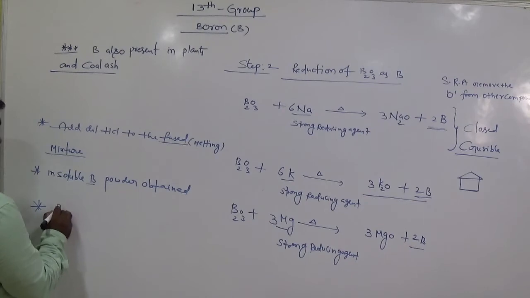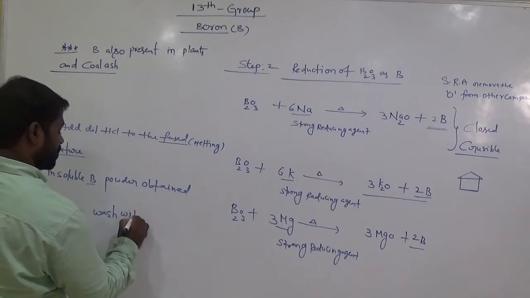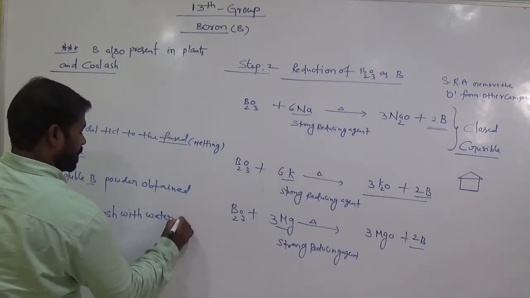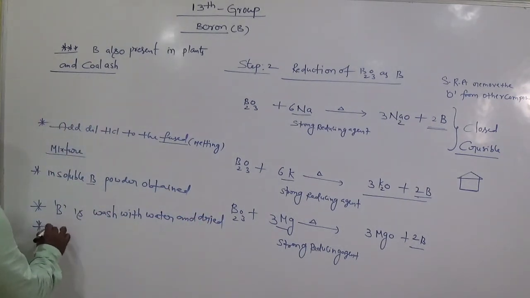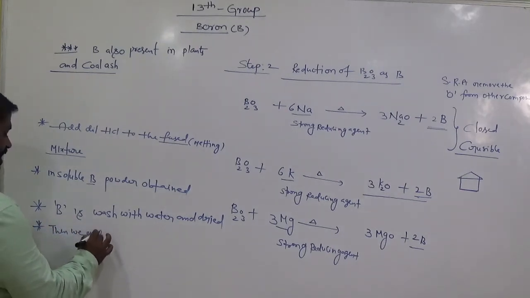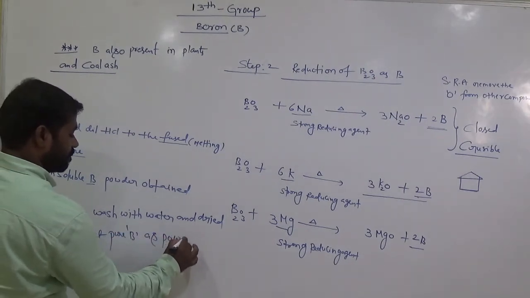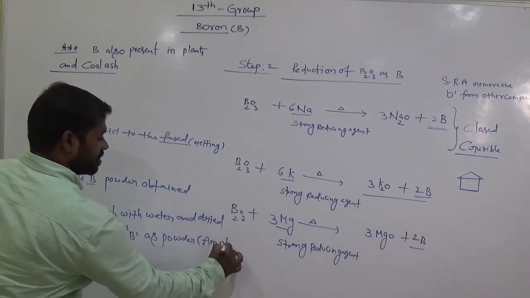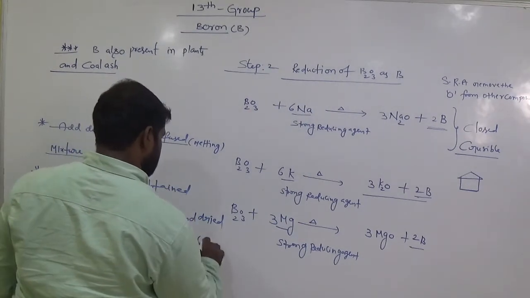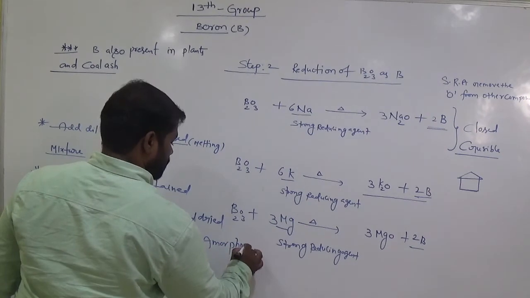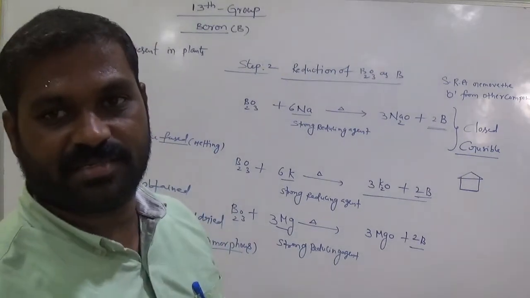Then this powder boron is washed with water and dried. Then we get pure boron as powder form. Powder form means what we call amorphous, powder-like material. So pure boron is extracted by this method, by using borax.